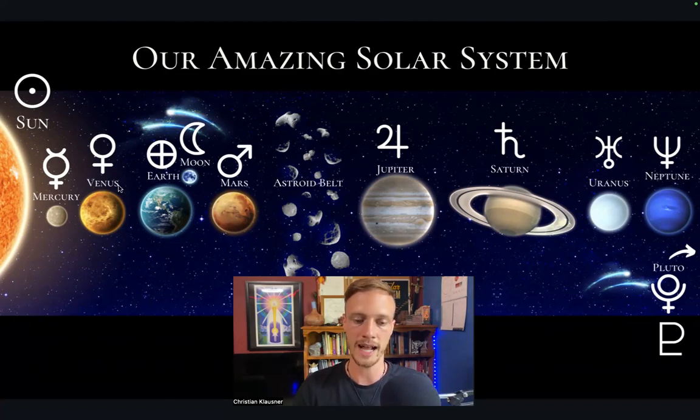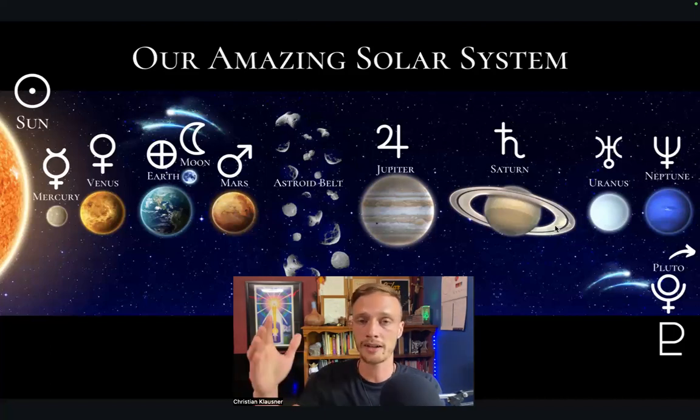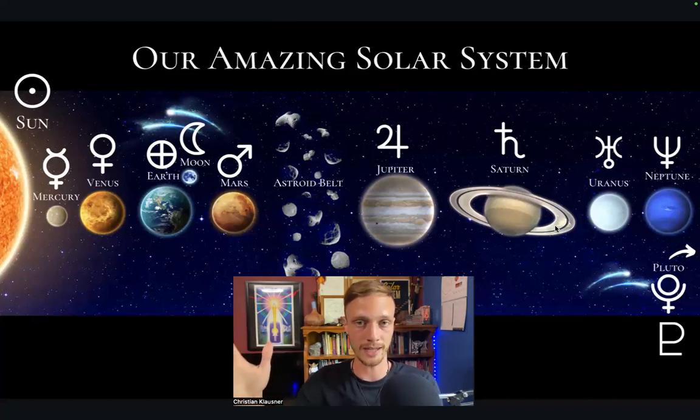These are not accurate sizes, by the way. Jupiter is incredibly more massive than all the other planets. After Jupiter, we have Saturn. And then after that, these planets, which we can't see with the naked eye. And of course, Saturn represents limitation, also the limit to which our senses can perceive. And then we have Uranus, and then we have Neptune, and then we have Pluto.